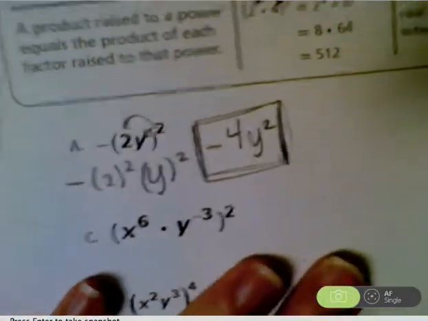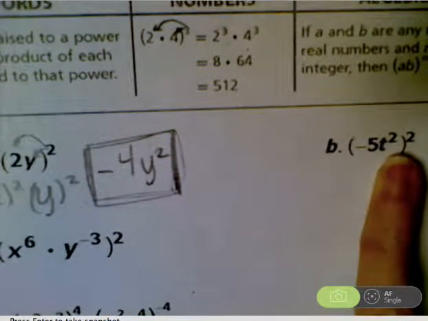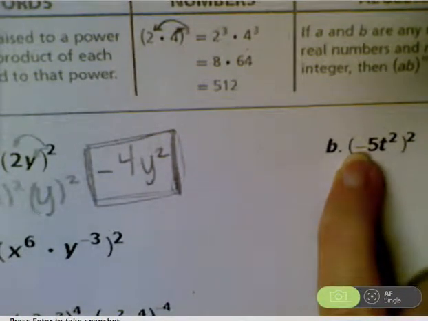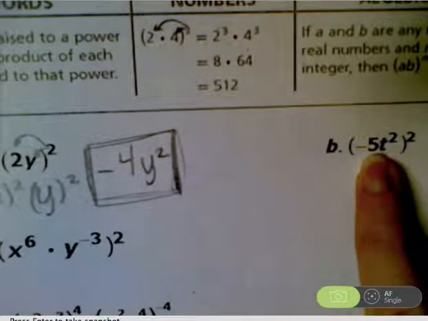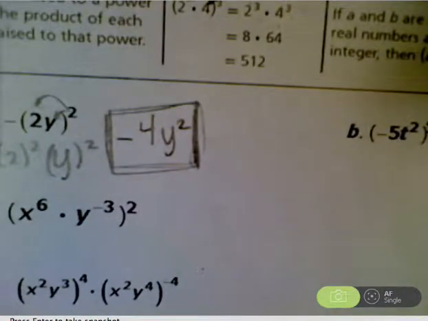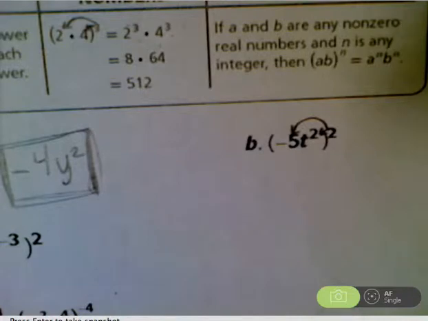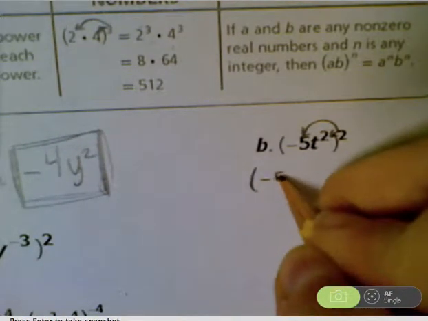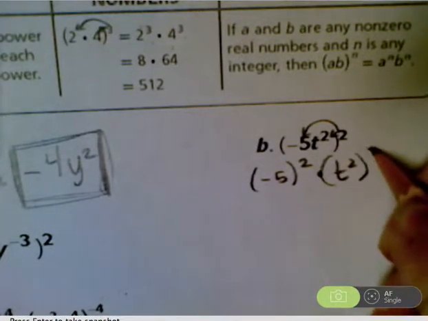Okay, what do we notice different about B than letter A? There's an exponent. Right, there's already an existing exponent inside the parentheses. What else is in the parentheses now? The negative sign, okay? So remember, the exponent applies to everything inside the parentheses, okay? So we're going to apply the power of 2 to the negative 5 and to the t squared, okay? The negative is inside the parentheses this time. So it would be negative 5 in parentheses squared times t squared squared.